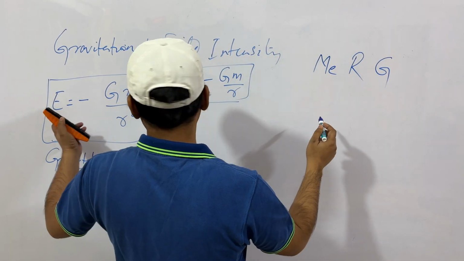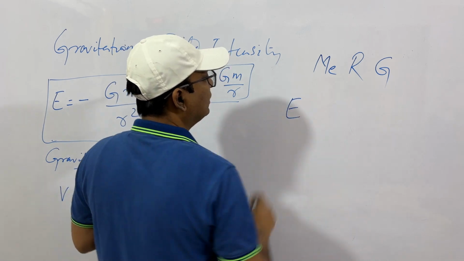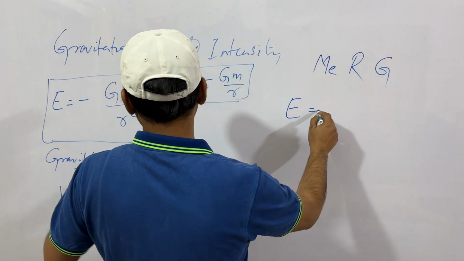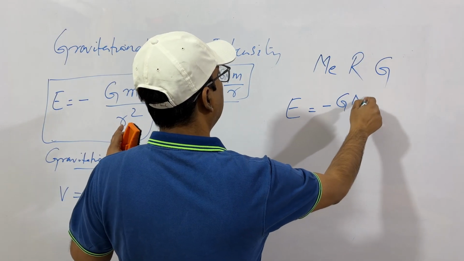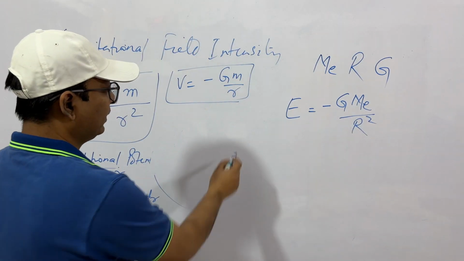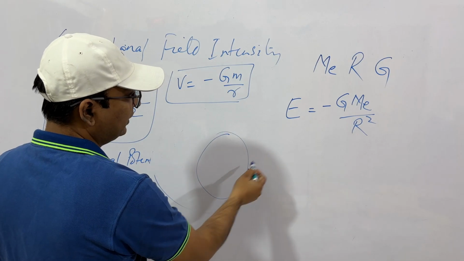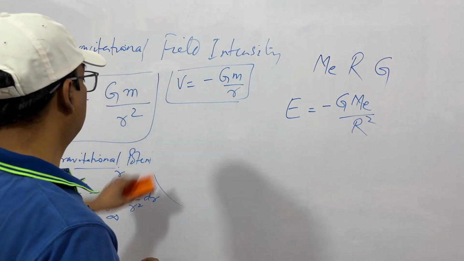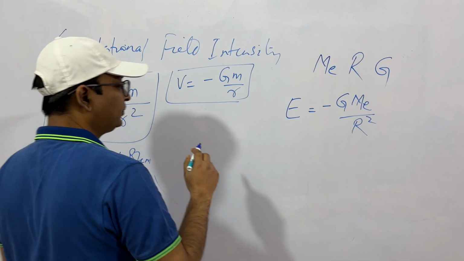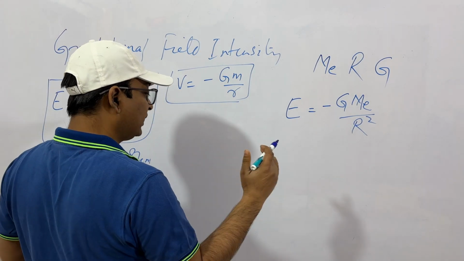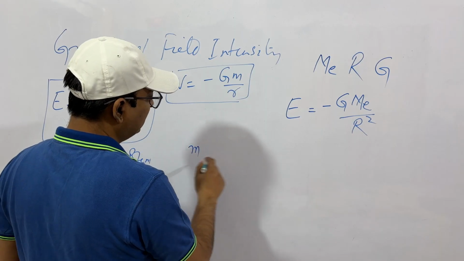Then this E, the gravitational field intensity at Earth's surface, will be, from this equation, minus G Me by r squared. Clear? If this is Earth, on the surface the gravitational field intensity will be this. Now let's see one more relation we had seen in the last session. What is the force of attraction of a body of mass m on Earth?